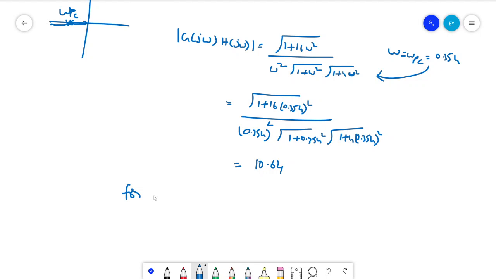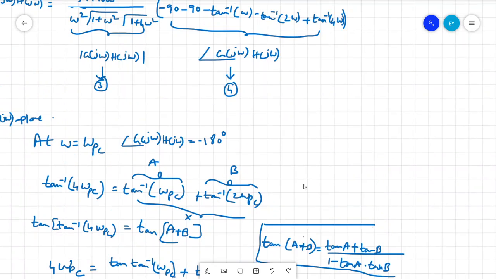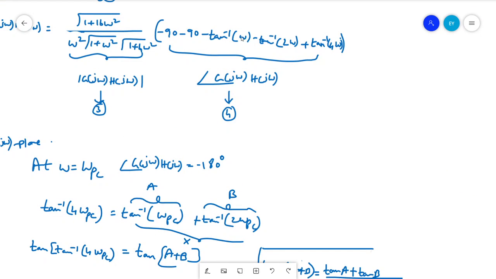For omega tends to 0, what we need to do is, when omega is equal to 0 and omega is equal to infinity, we need to find the phase angle, right? So at omega equal to 0, if you compute the phase, this is the phase expression. Just substitute omega equal to 0 and omega equal to infinity. If you substitute omega equal to 0, tan inverse of 0 will be gone for all the tan inverse terms, and the rest will be minus 180. So this means at omega equal to 0, the plot is starting at minus 180.